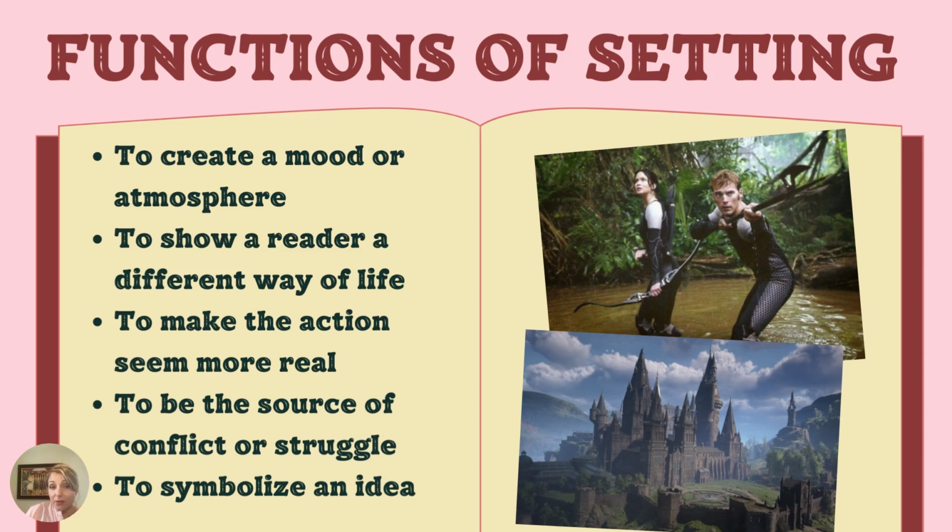Often the setting itself is a source of conflict or struggle. And of course, it can be symbolic. So if you look at the images here, I know the movie's been out for 15 years. That makes me feel very old. The Hunger Games, though, when Katniss is navigating the arenas where they're battling each other, I guess is the best explanation. If you look at that top image, the setting is hostile, right? It's swampy. She can't see what's coming at her. It's part of the conflict that she's dealing with.